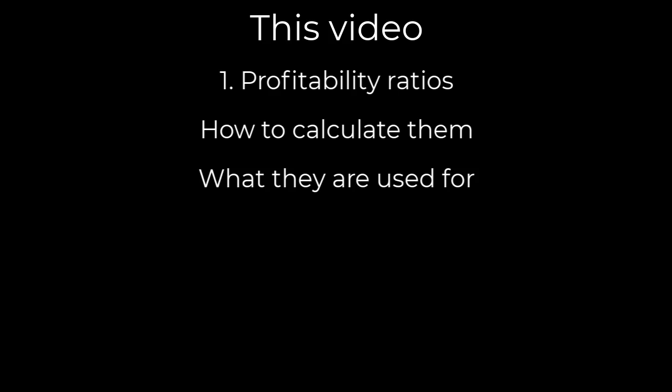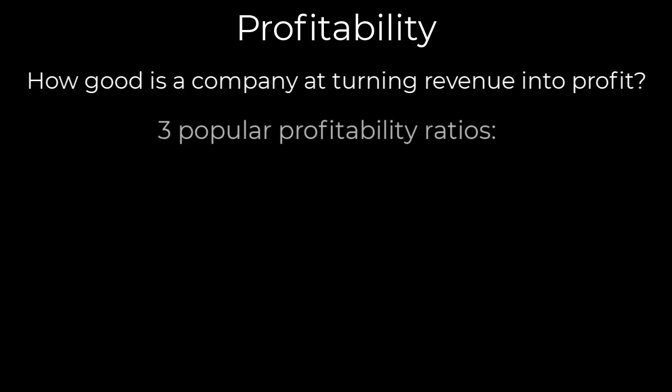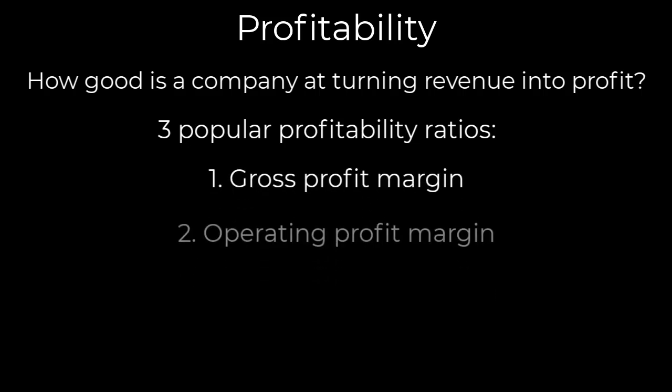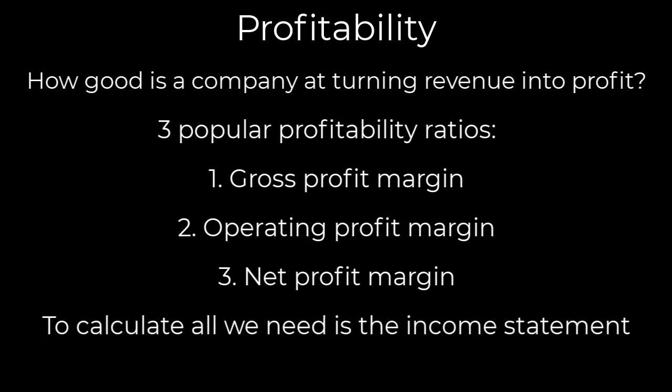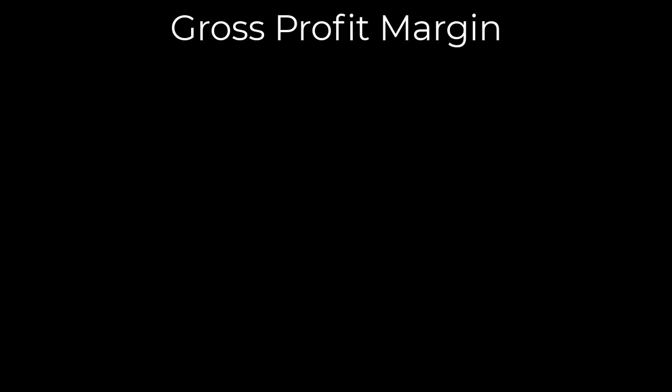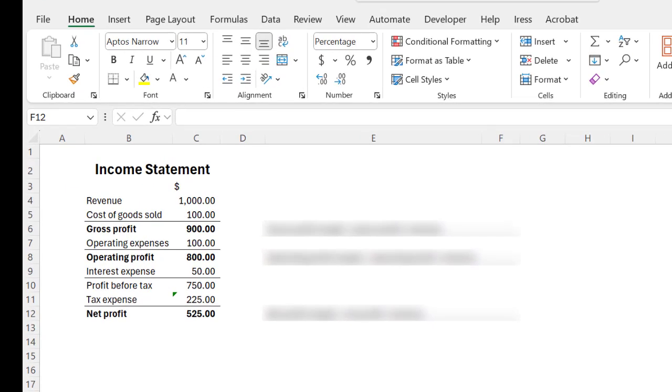Let's get started. Profitability ratios tell us how good a company is at generating profit from its revenue. The 3 most popular profitability ratios are gross profit margin, operating profit margin, and net profit margin. To calculate all 3 of these ratios, all we need is the income statement. Our first ratio is gross profit margin. Gross profit margin tells us how much profit is left over after we subtract the cost of our goods and services. Here, I have an example income statement.